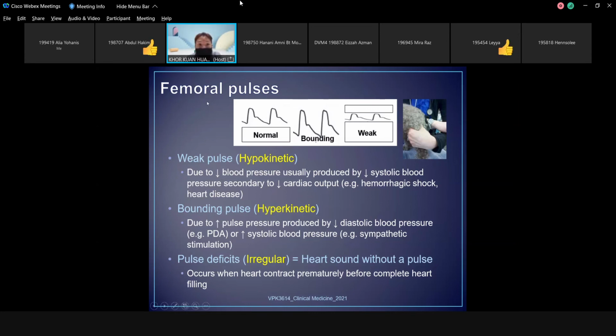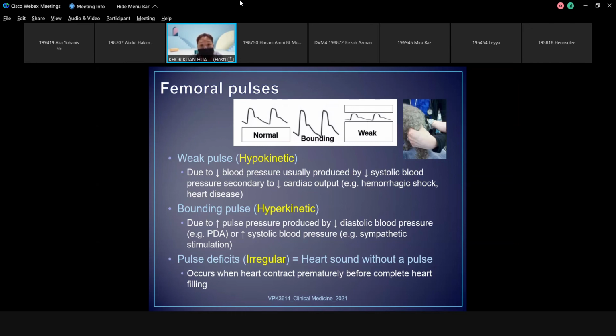So this is the definition for the femoral pulse. Normal, bounding, weak. Okay, normal, hyperkinetic, hypokinetic. A weak pulse can be due to low blood pressure, can be because of low systolic blood pressure secondary to poor cardiac output. So an animal in hemorrhagic shock, or they may have heart disease, or they're losing blood: this is hypokinetic.